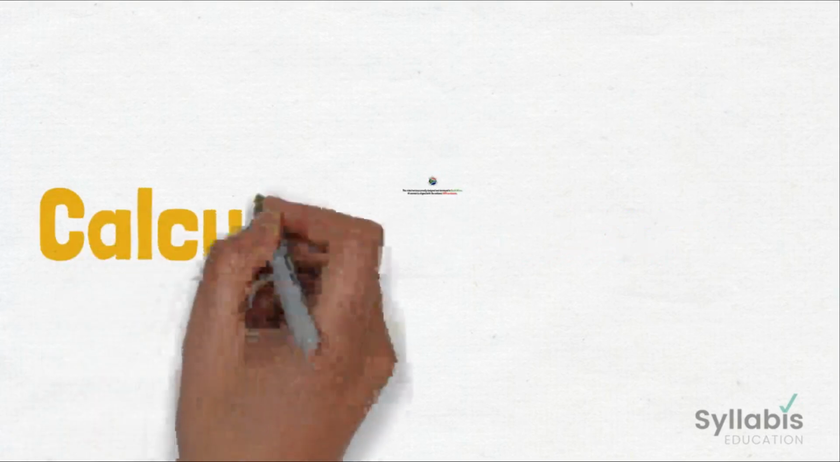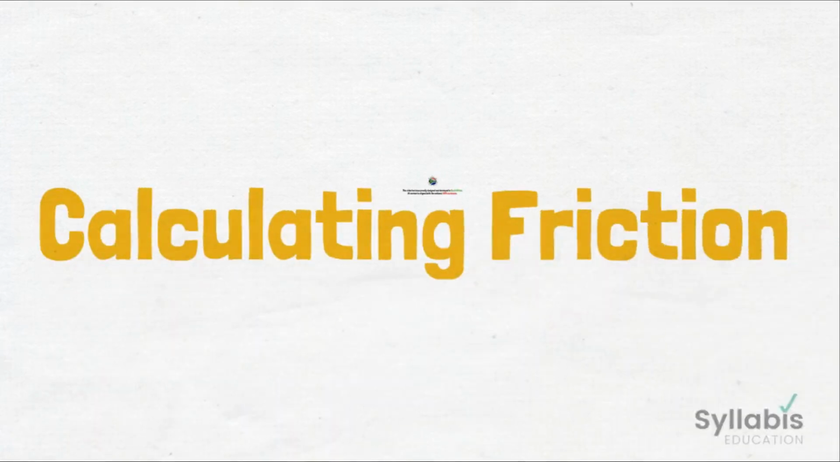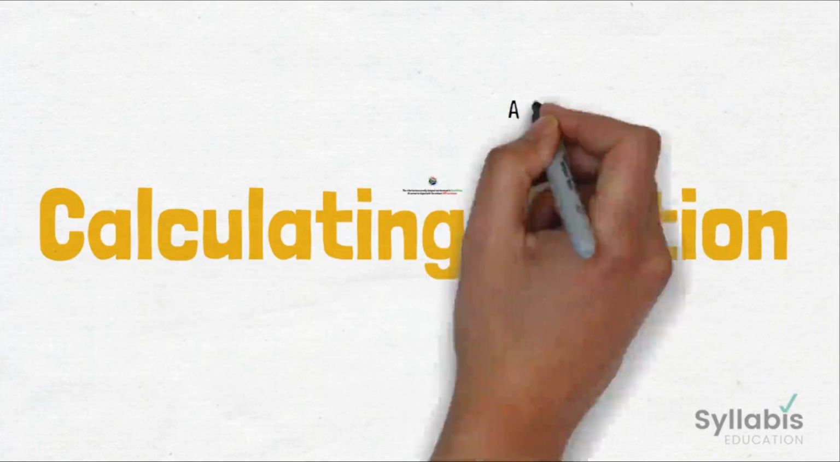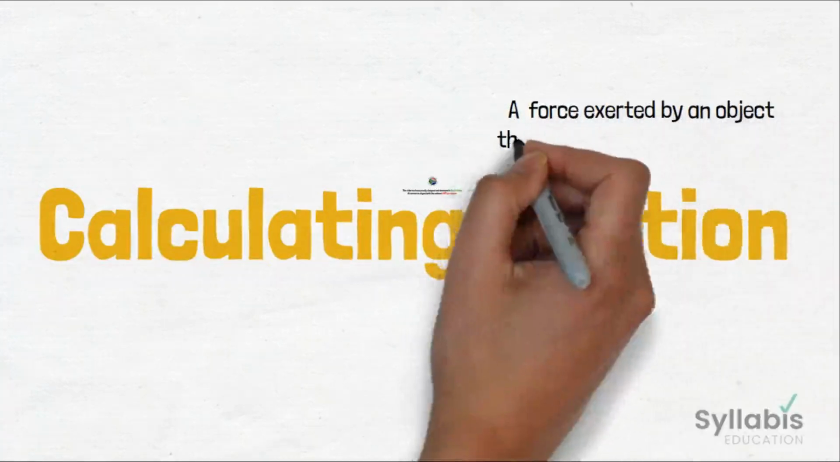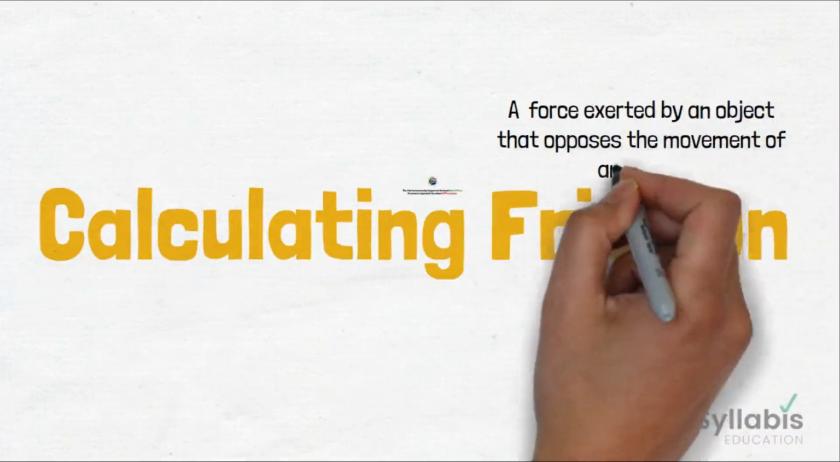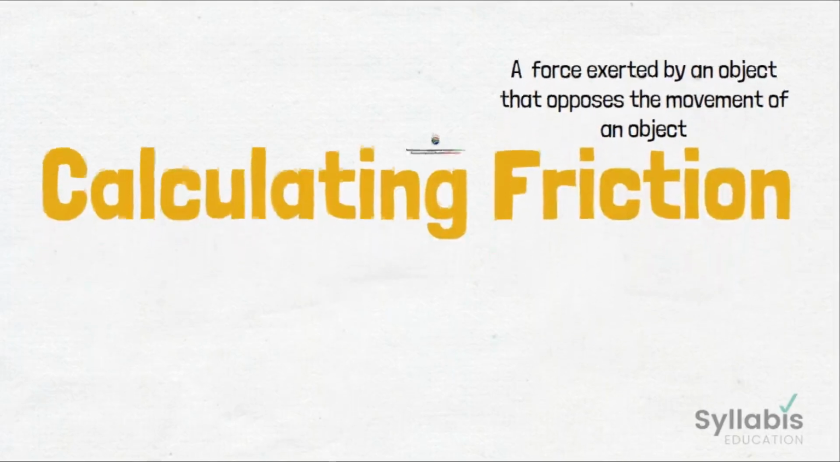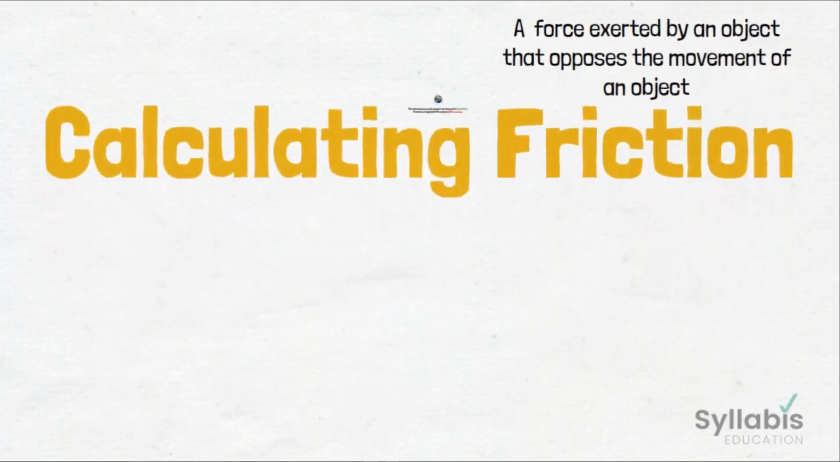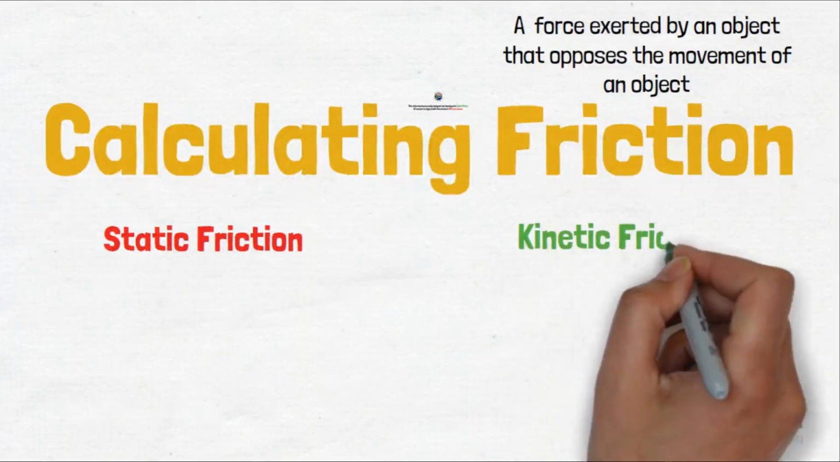In this video, you are going to learn how to calculate friction. Remember that friction is the force exerted by a surface, in the opposite direction of motion, to resist movement of an object on the surface. There are two types of frictional forces: static friction and kinetic friction.